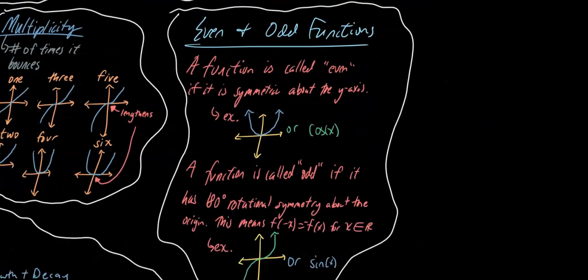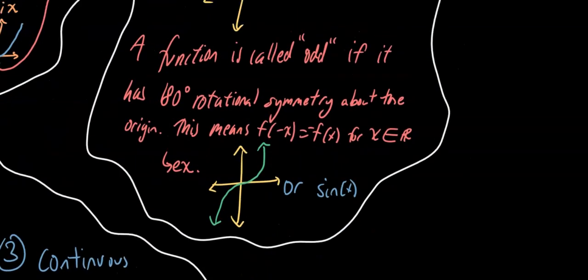Alright, even and odd functions. A function is basically just called even if it is symmetric about the y-axis. So that's something like the cosine function or the function x squared. A function is called odd if it has 180-degree rotational symmetry about the origin, so f of negative x is equal to negative f of x for all x's in the domain. Right, so that's something like x cubed or sine of x. And you see this little fancy e just means in, so all x's in the real number domain.